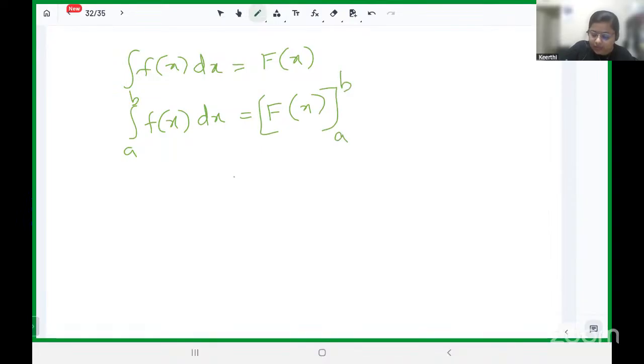So we have to evaluate the function. First, we have to evaluate the function at b, minus, then you have to evaluate the function at a. So integral a to b f of x dx. This is our definite integral. What will be the answer?